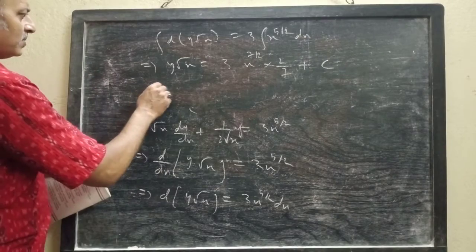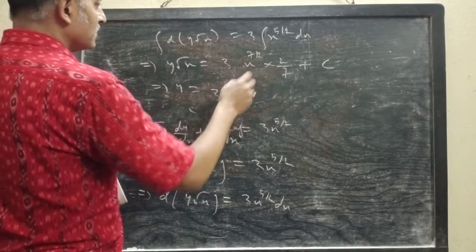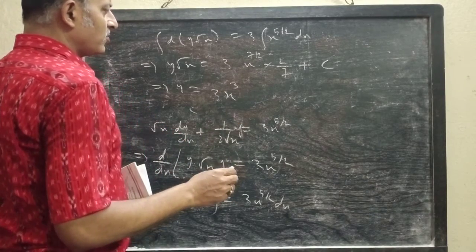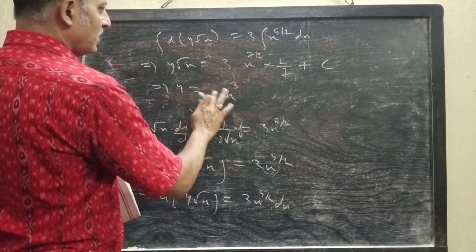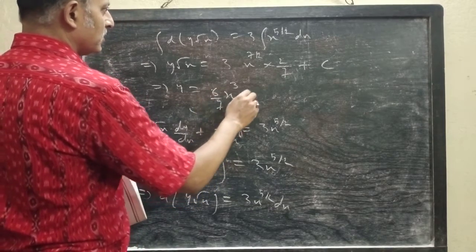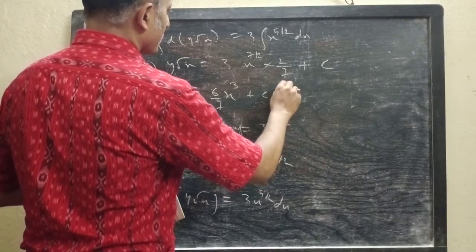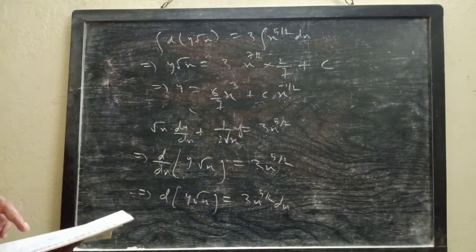Now divide both sides by root x, you get y equals 3 x to the power 7 by 2 minus half, that is 6 by 2, 3. Now this will be 6 by 7, sorry, plus c into x to the power minus 1 by 2. This is our general solution.